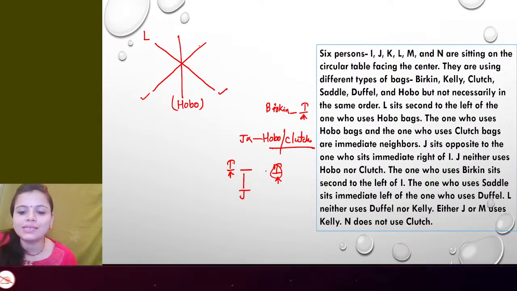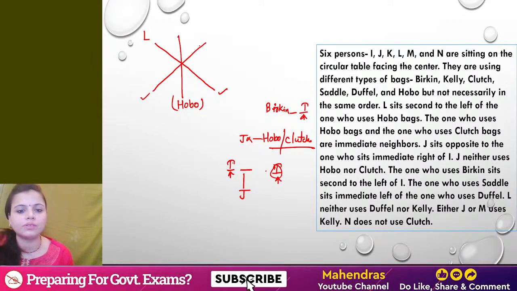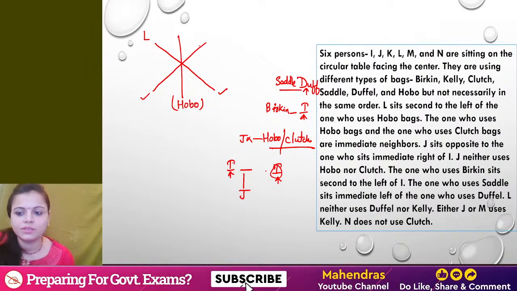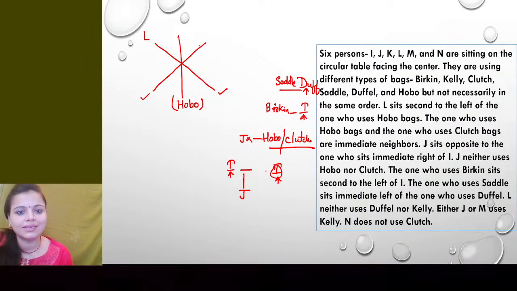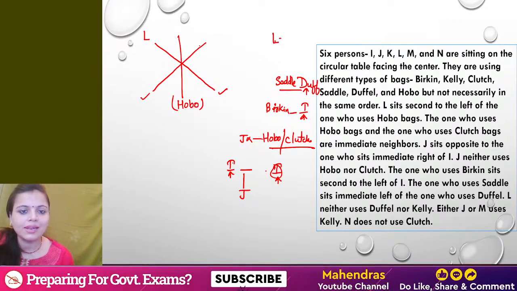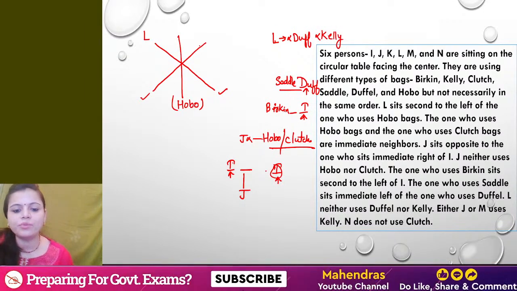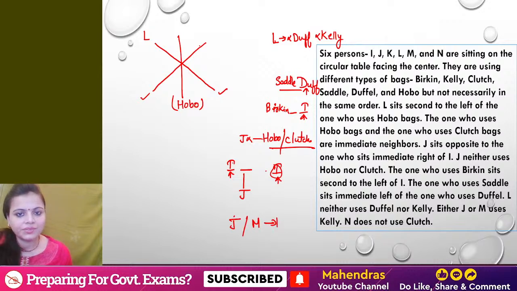The one who uses saddle is immediate left of the one who uses duffel. L neither uses duffel nor Kelly. Either J or M uses Kelly.